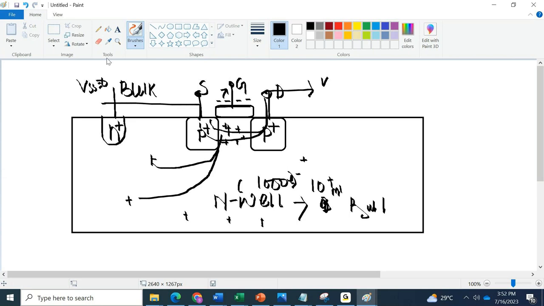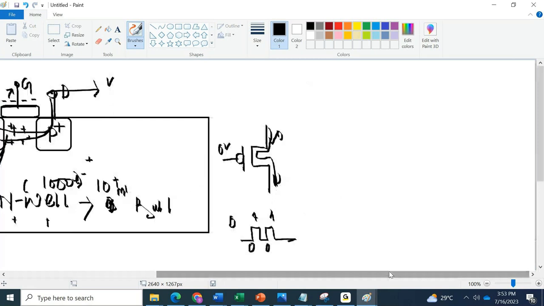A P MOSFET will be turned on when the gate has negative voltage. Practically negative voltage is not possible, so that is called zero. In a digital signal it is either zero or one, binary. So when you apply 0, the PMOS will be on, current will start to flow, and charges will start to flow. Okay, next.